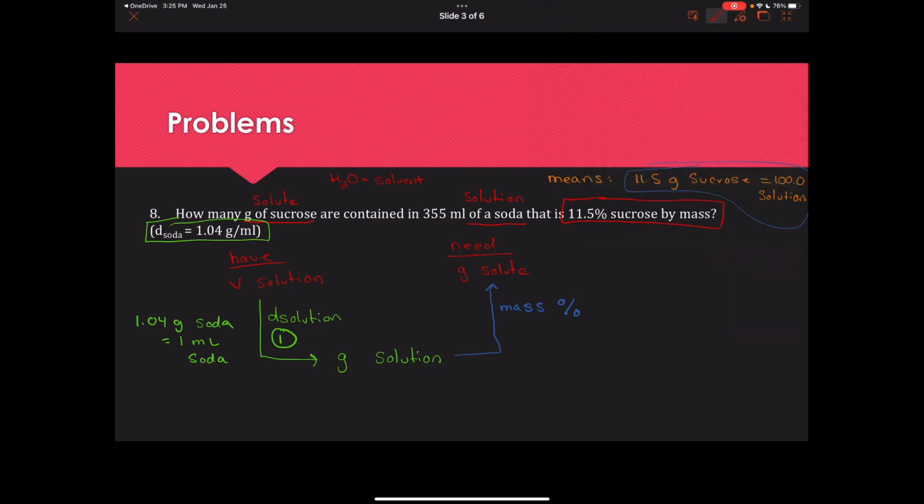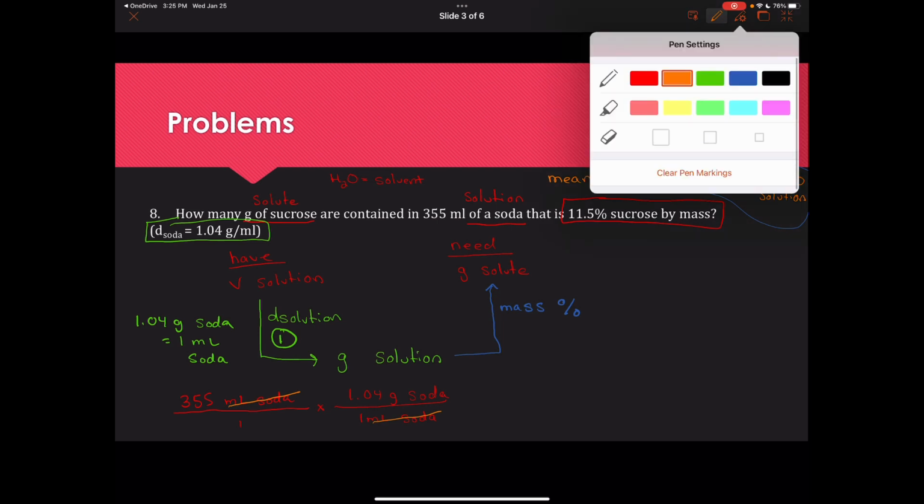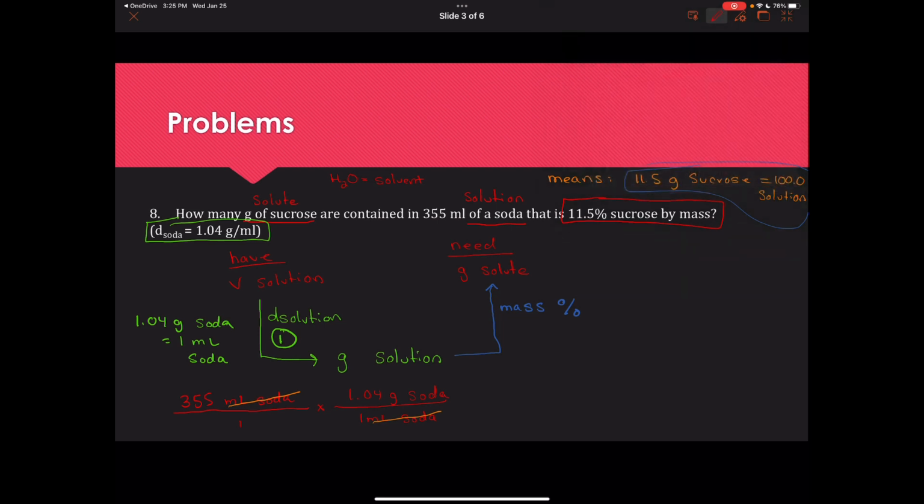So now we're going to set up our calculation. We're going to start with the given mass or volume, which is the volume of the solution, the 355 milliliters of soda. We're going to convert those milliliters to grams using our density. We want to cancel milliliters, so the 1 milliliter side of our equality goes on the bottom. The gram side, the 1.04, goes on the top. So my solution volume cancels, and I'm left with grams of soda, or grams of my solution. So that was our step 1.